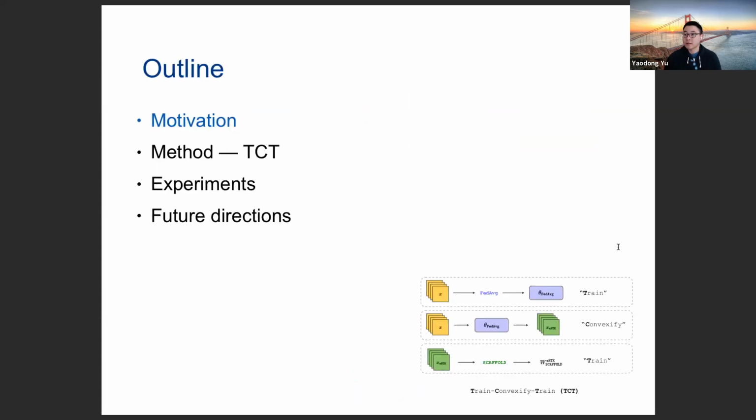Before we start, feel free to interrupt me if you have any questions or anything unclear, and I can try to clarify. It would be great if the talk is interactive. I will first start with the motivation and lay out the problem setup for this work, and then I will present the methodology and the experiments.